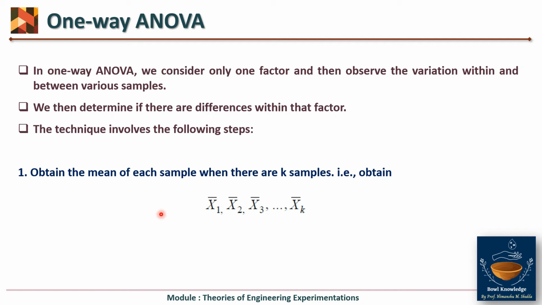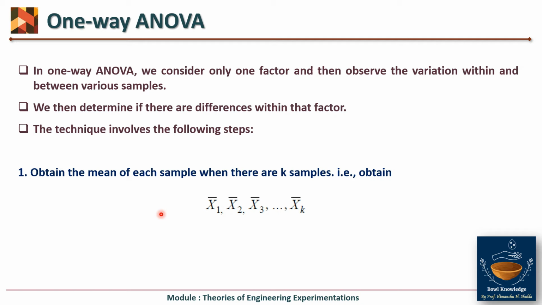Okay, so step number one is calculate the mean of each sample. How will you calculate it? Sum of observations in that sample divided by number of observations in that sample. So if your sample has 10 articles or 10 readings or 10 observations, उन 10 readings का summation in the numerator and divided by 10. This is how you will get the mean of each sample.